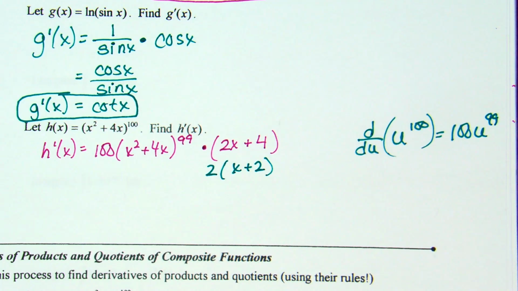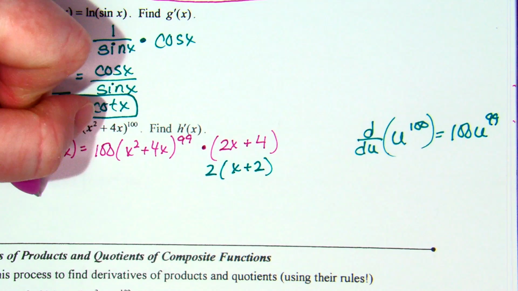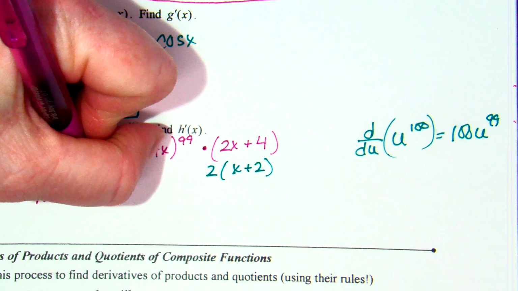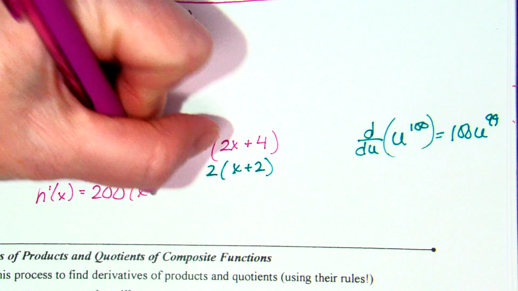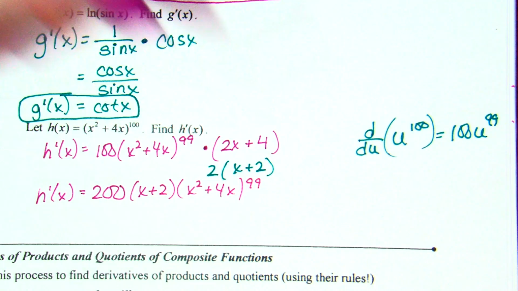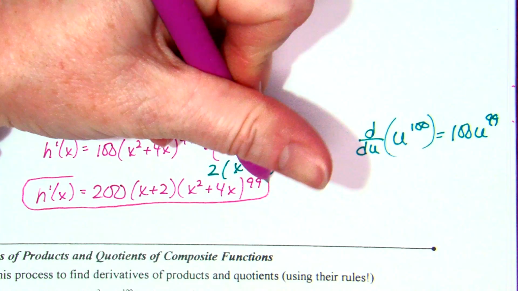What can that 2 multiply with? The 100. So one option of how to write this is if we take the 2 times 100, that makes it 200. I'm going to go ahead and then put the x plus 2, and then make my (x squared plus 4x) to the 99th my last term. That's one option, and that is probably a more traditional option of what you might see.